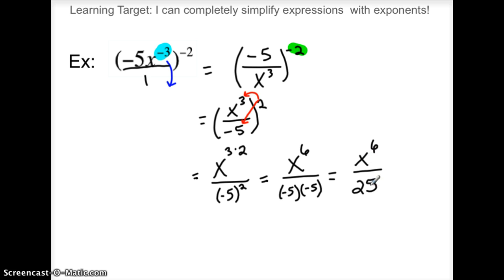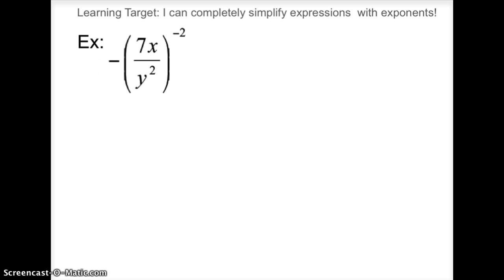25. No variables are repeated. There are no negative exponents. There's no way to reduce 25. So there she be. There's our answer. Let's see if we've got any more. I think I might just have, oh yeah, I've got one more. Awesome. Okay, now let's look on the inside.